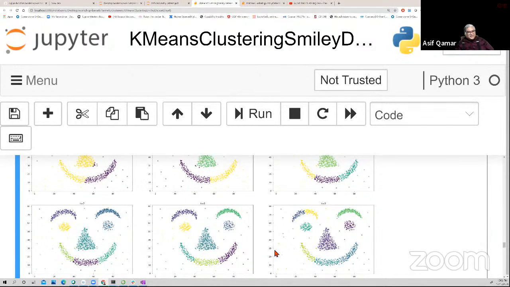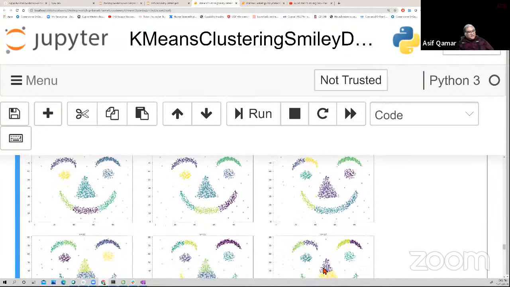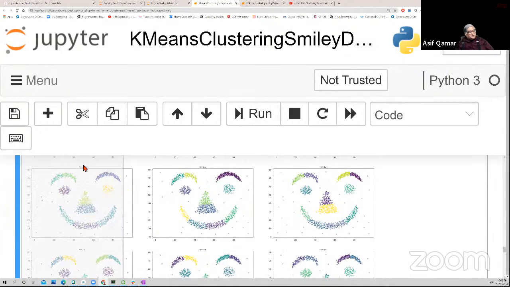Yes. Right? Now let's go to k is equal to 9. Well, now things begin to get bad. Half the eyebrow, this eyebrow has split into two clusters. Lips, of course, are two clusters here. And k is equal to 10 gets preposterous. Now even the nose has split up into two clusters, right? And k is equal to 11 gets worse and worse.